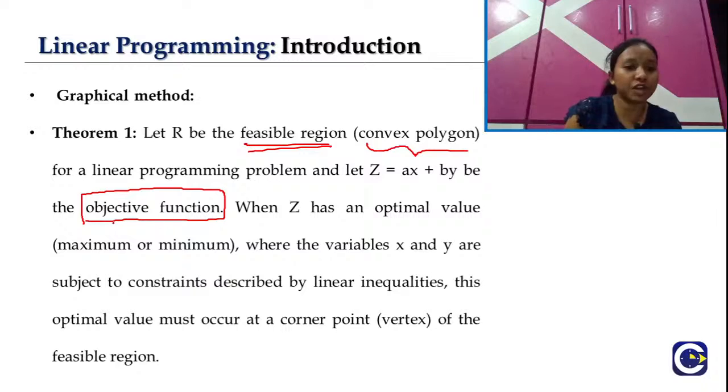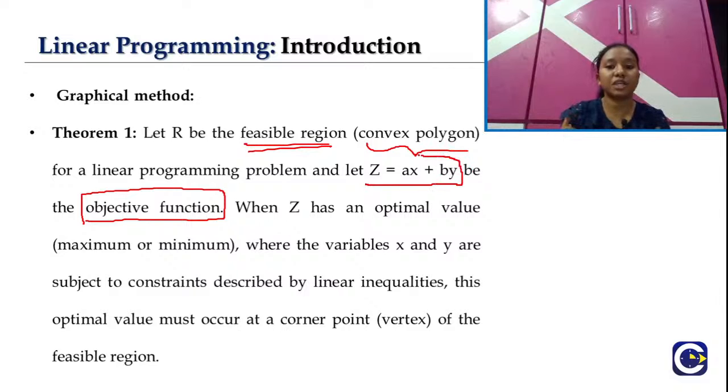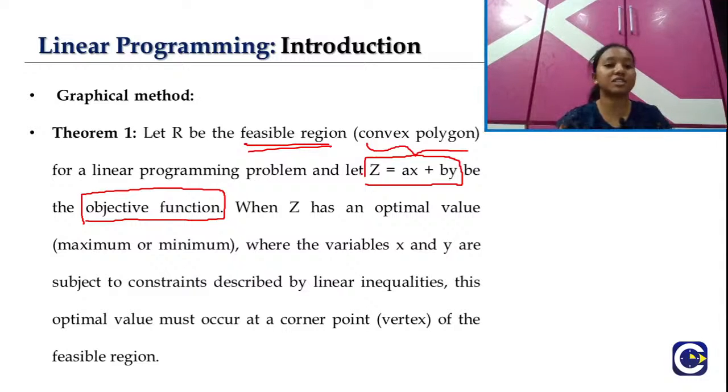So this objective function is nothing but the function which we are finding the maximum or minimum of. That will be our main function here, and the others will be our constraints. Here, the function we have considered is z equal to ax plus by. Shivaranjani has already given it: the function to be maximized or minimized. So exactly, the objective function is the function subjected to maximum or minimum.